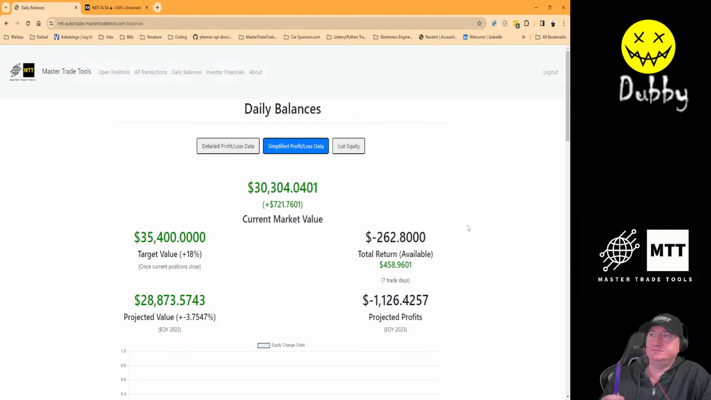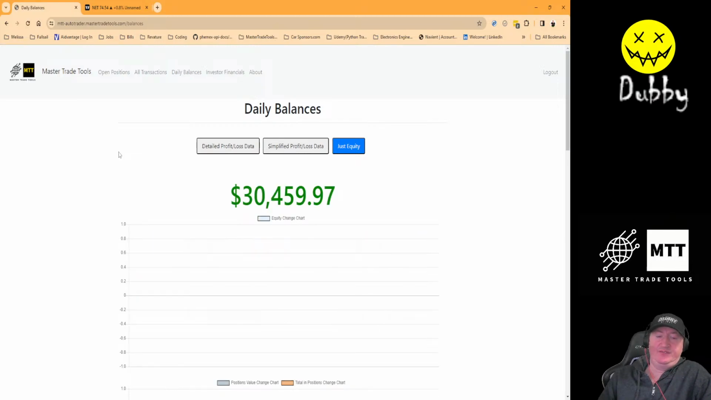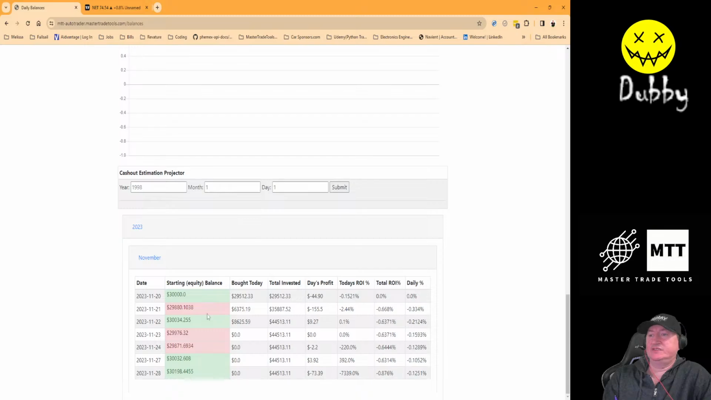One of the things that I did was I made sure to show the number as green if it's in profit and red if it's not. Now, it's a very simple coding thing that I did on the HTML side, front end type stuff. But as you can see, we started yesterday actually with an equity of $30,198.44. It hasn't been very good the past 7 days.